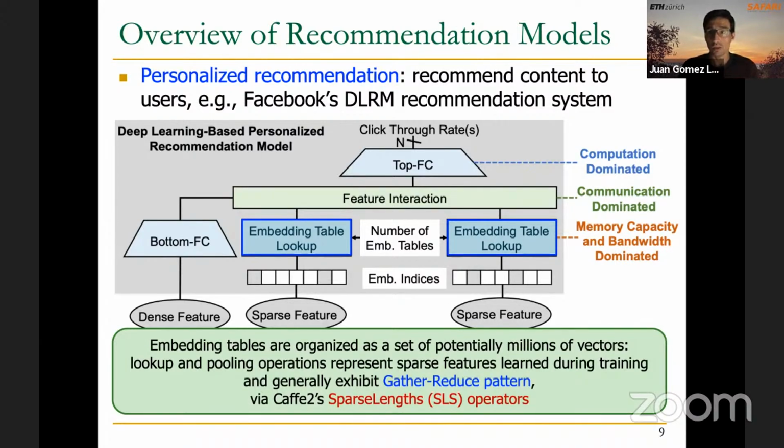We need the processing elements to gather the data from different parts of memory and then reduce them all together. And this is done in, for example, the Caffe2 framework by some operators called SparseLengths. And as you will see, these are going to be the relevant and interesting operators that we are going to target today, and the focus of the AxDIMM system.